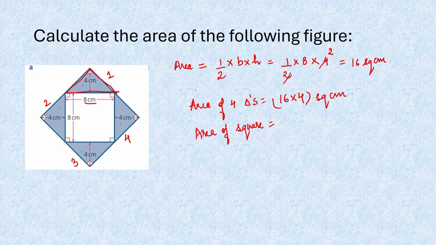It is side into side. So the area of the square is 8 into 8 square centimeters. Now, to find out the total area, what will you do? You'll just add these two areas together, the area of the shaded portion and the area of the white portion. Now you'll write in the comment section the area of the total figure.